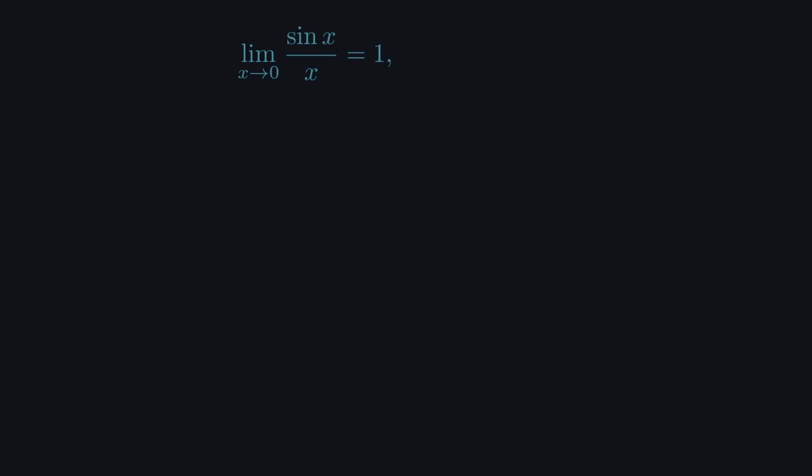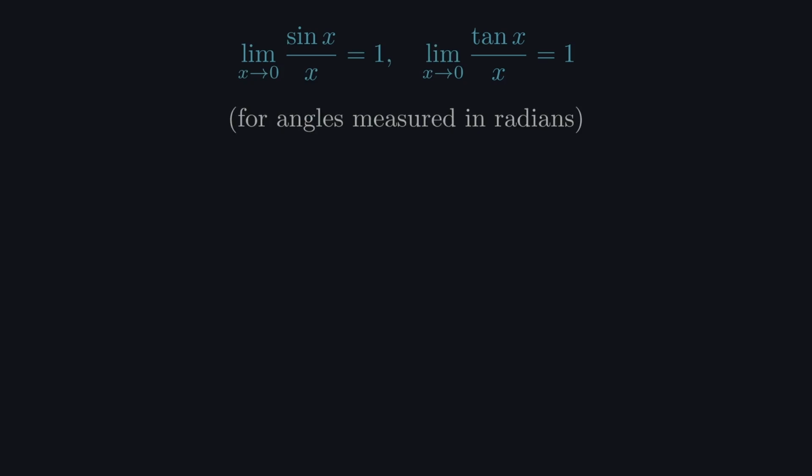We begin with two fundamental limits. When the angle x is measured in radians, the limit of sine x over x as x approaches 0 is equal to 1. In the same way, the limit of tan x over x as x approaches 0 is also equal to 1. These two facts are the foundation for almost all trigonometric limits in calculus, provided we work in radians.